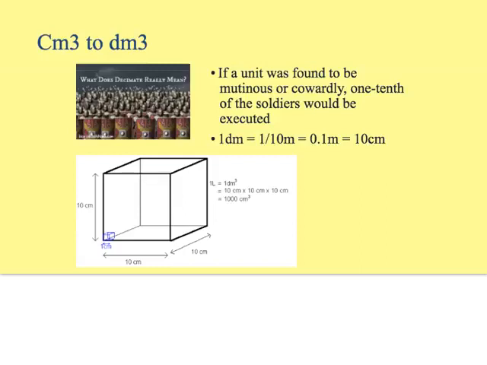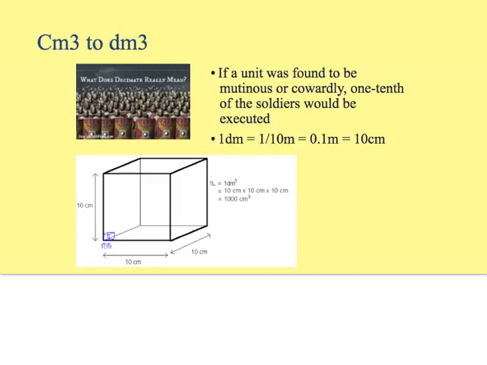Now, my next question is, what is a decimetre cubed? Okay, now, a decimetre. If you've done some ancient Roman history, there's the story about decimating armies. I'm not sure this necessarily did take place. I'll need to go and check up my history. But if a unit was found to be mutinous or cowardly in the Roman army, 1/10 of the soldiers would be executed. So, deci means 1/10. Okay, so 1 decimetre is 1/10 of a metre, which is 0.1 metres, or it's 10 centimetres.